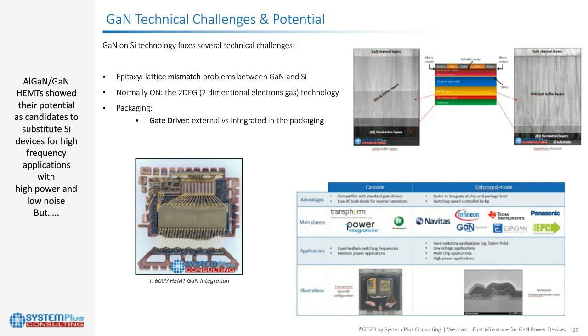There are two main designs which we can find on the market: the cascode solution and the enhanced mode design. Here in the slide, you have some players, for example, Transform proposes a cascode, Power Integrations a cascode design on GaN on sapphire. And other players like Infineon, Hexagon, EPC propose their enhanced mode solution. The main difference is the design of the gate, the two-dimensional electron gas part. And this can have an impact on the design itself, but also on the packaging itself. So the third challenge of GaN devices is the packaging itself.